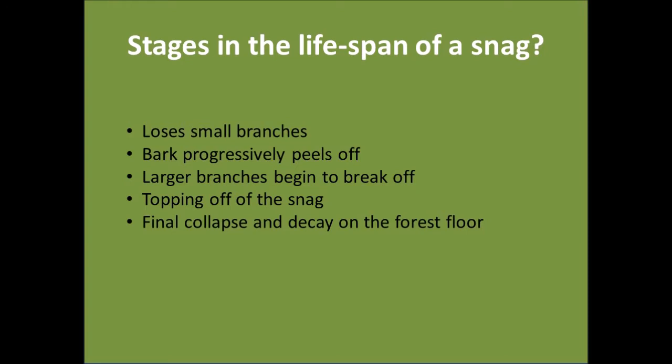Firstly, a snag begins by losing its small branches, after the tree has died of course. The bark then progressively peels off. Larger branches begin to break off. Topping off of the snag occurs, in other words the top of the snag breaks off, and then finally there's collapse and decay on the forest floor.